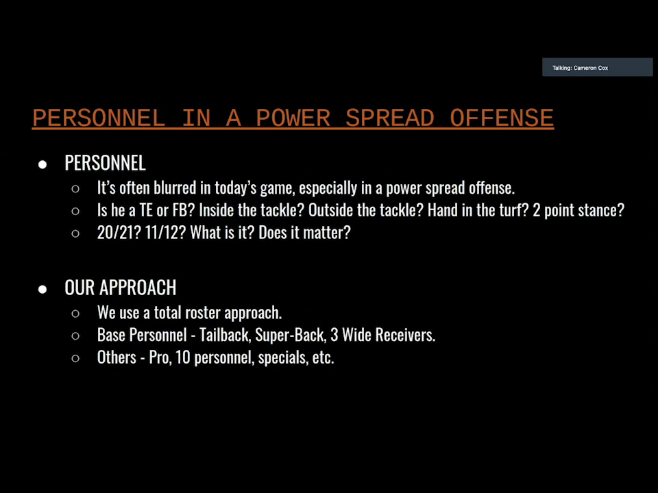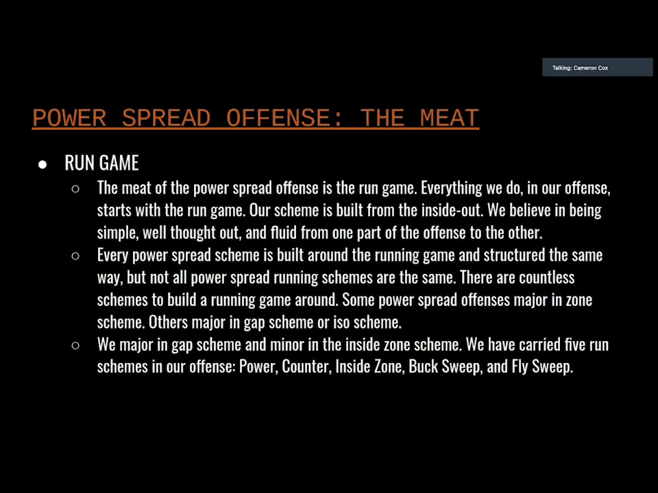So moving on from personnel, I'm going to talk to you today about the meat and potatoes of a power spread offense, the meat and potatoes of a shotgun run-based offense. And like I said earlier, I think there's a lot of shotgun run-based offenses out there. And I think either intentionally or unintentionally, they are all structured the same and have the same foundation. So I'm going to talk to you today about what that foundation looks like. What are the meat and potatoes of the power spread offense?